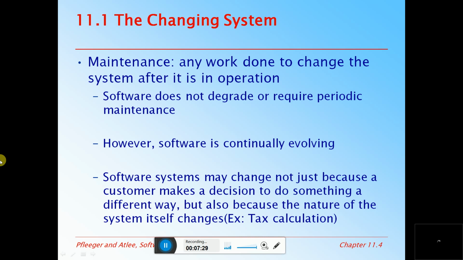However, software is a continually evolving process. We all know today's software is continuously evolving. Whatever software or application we develop today, the needs of that application change tomorrow. So we need to incorporate some changes and enhancements in the existing software application. Software systems may change not just because a customer makes a decision to do something a different way, but also because the nature of the system itself changes.